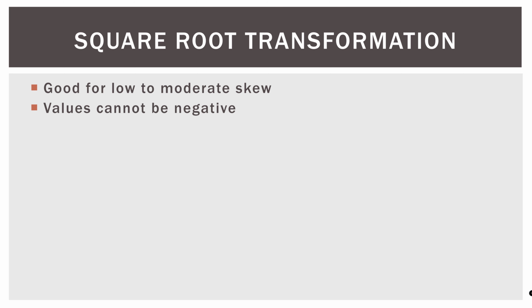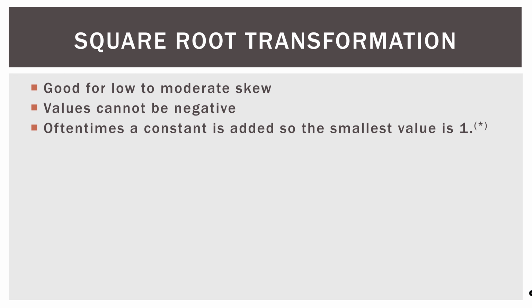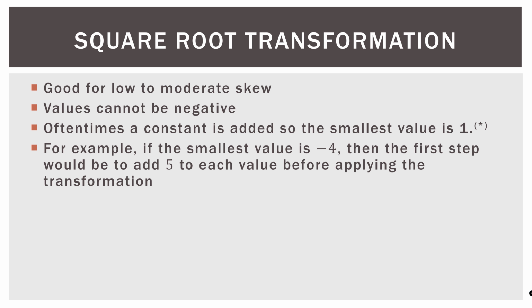Values cannot be negative. This should make sense. We cannot take the square root of a negative value. Oftentimes a constant is added so the smallest value is 1, and we will do that in this video. For example, if the smallest value is -4 in our original data, then the first step would be to add 5 to each value before applying the transformation, and the reflection for that matter. So our goal in most cases is to get the smallest value of our transformed variable to 1.